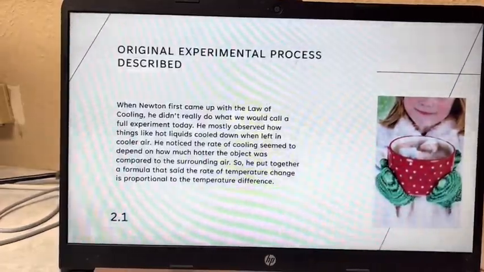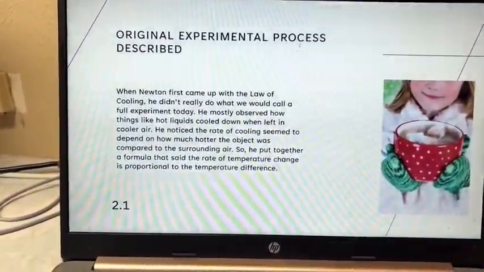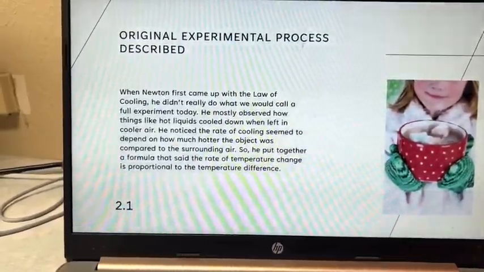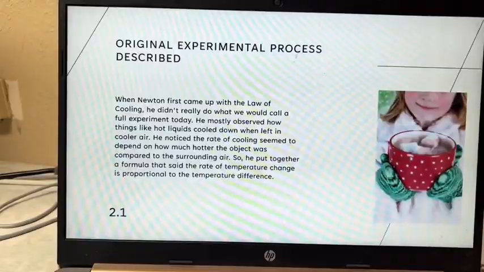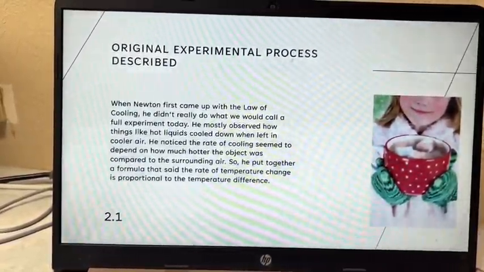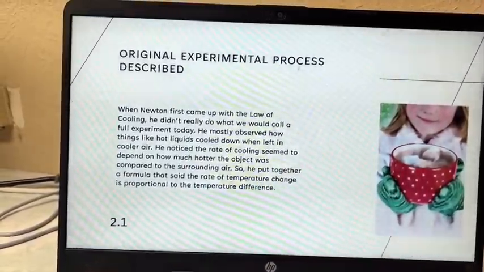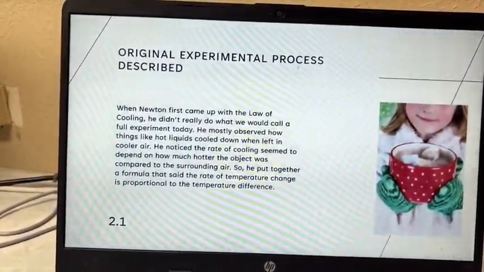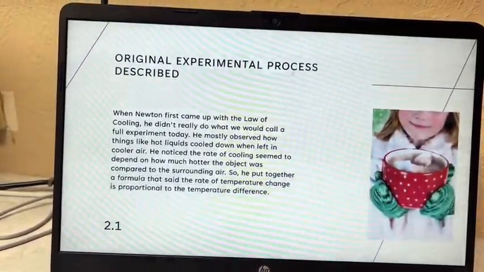Original experimental process described. When Newton first came up with the law of cooling, he didn't really do what we would call a full experiment today. He mostly observed how things like hot liquids cooled down when left in cooler air. He noticed the rate of cooling seemed to depend on how much hotter the object was compared to the surrounding air. So he put together a formula that said the rate of temperature change is proportional to the temperature difference.